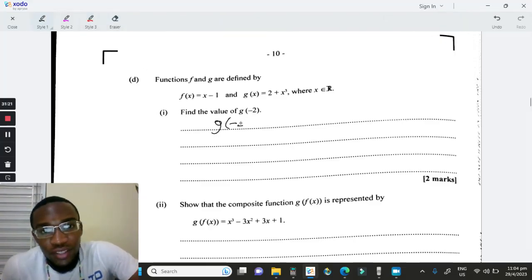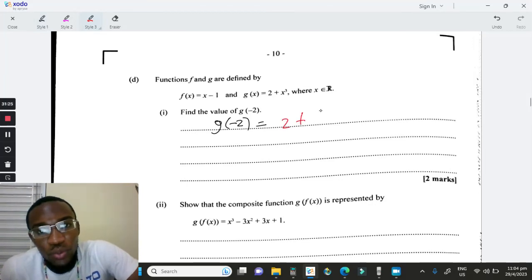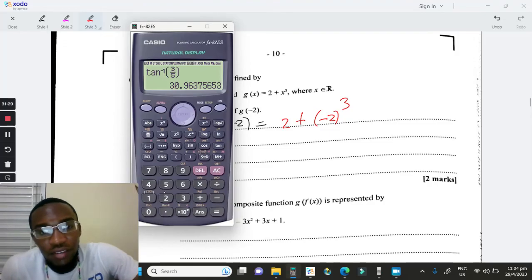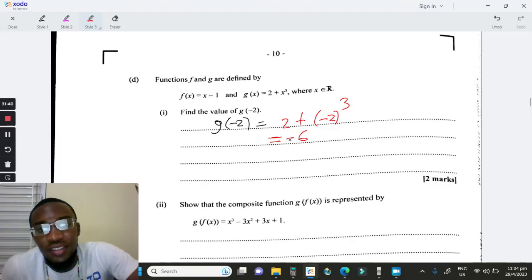g of minus 2 is equal to, where x is negative 2, we'll put 2 plus negative 2 cubed. Now sometimes you're not that confident, put it in the calculator, no problem. 2 plus negative 2 cubed. Put it in the calculator, we'll get negative 6. So that's it. It's equal to negative 6. That's g of minus 2. We'll finish. No problem.